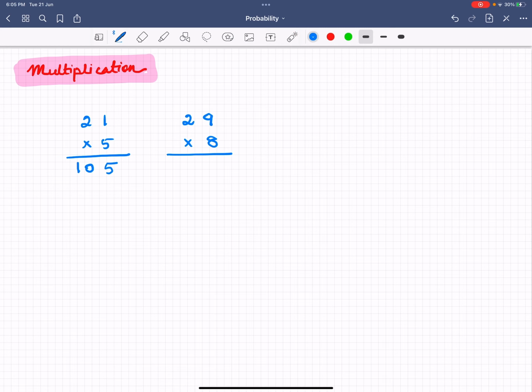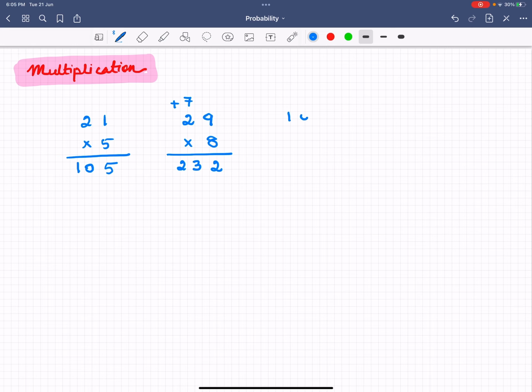So 9 eights are 72. We write the 7 up and add here. So now next step, we need to multiply the 8 with the 2. 8 twos are 16. To 16 we add 7. So 16, 17, 18, 19, 20, 21, 22 and 23. So 232. Let's look at another example.